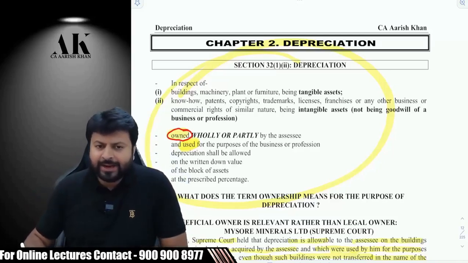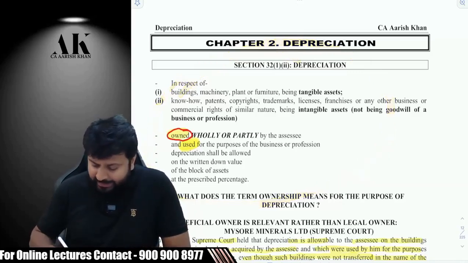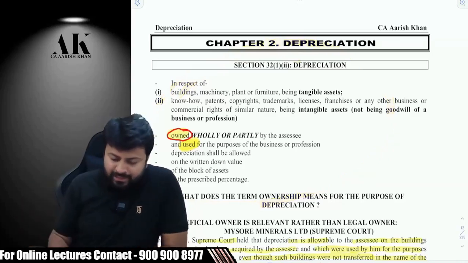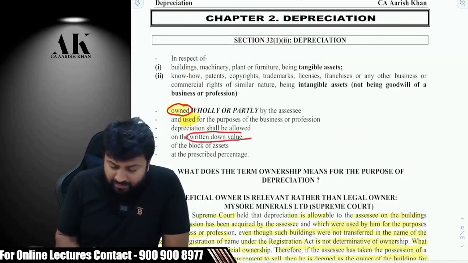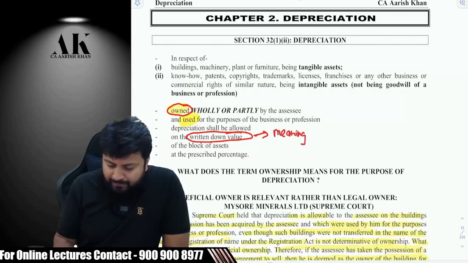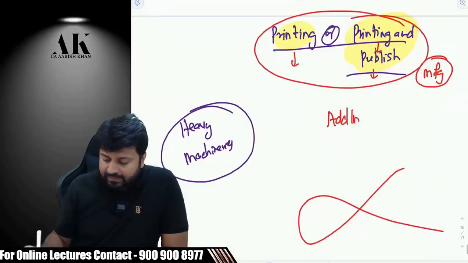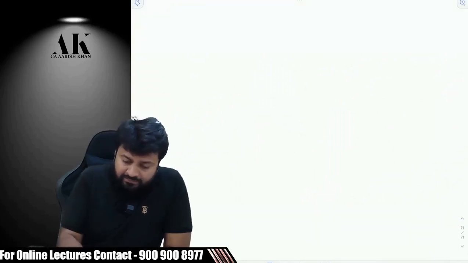Now, let us again read section 32(1)(ii). It is written in this section, in the last 4 lines, that depreciation shall be allowed on what? WDV of the block of asset. Okay. So now we need to understand what we mean by the term WDV. Is the term WDV defined? If yes, how is it defined? What exactly does it want to tell us? Therefore, the term WDV is defined under section 43(6).